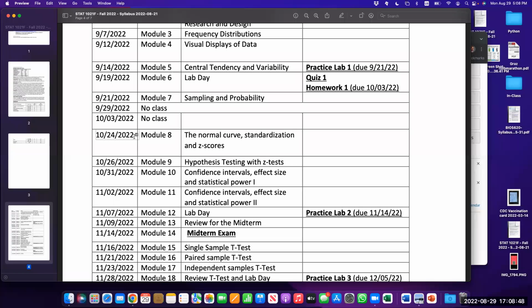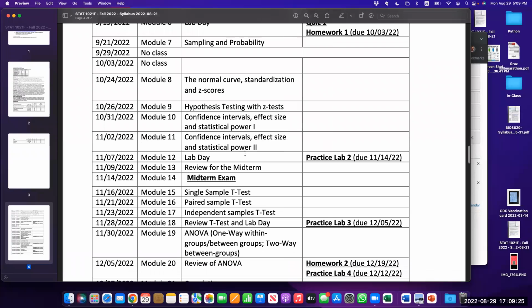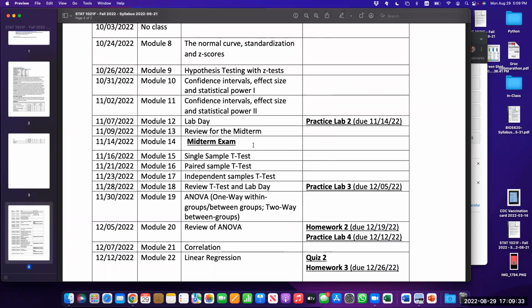But we would continue here on 10/24 with the normal curve. And this is where it increases a little in terms of the steepness of the learning curve. So coming to 10/24, we're talking about the normal curve, how we're standardizing data, how we calculate z-scores. Then we come to hypothesis testing, and this is already where we're moving into inferential statistics. This is basically comparing the groups and finding out whether they're significantly different from each other. We're moving then into confidence intervals, which is a characteristic of these hypothesis tests. We talk about effect size and statistical power, which is basically the backbone of your hypothesis testing.